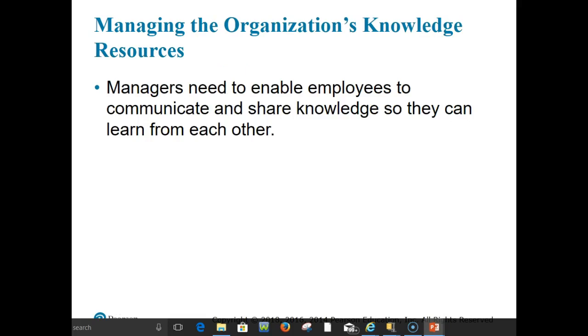Today's managers need to make it easy for employees to communicate and share their knowledge so they can learn from each other ways to do their jobs more effectively and efficiently. One way organizations can do this is to build online information databases that employees can access.